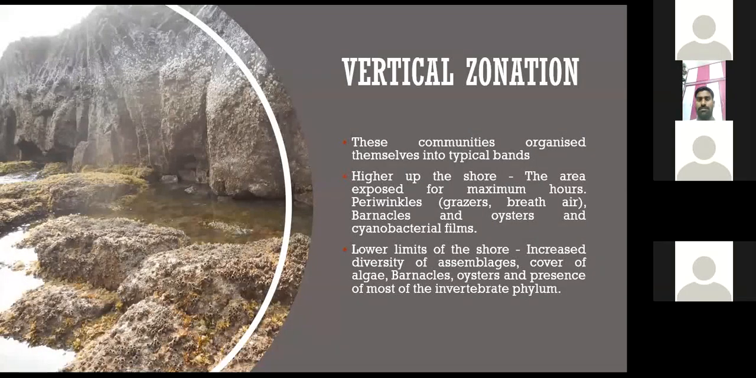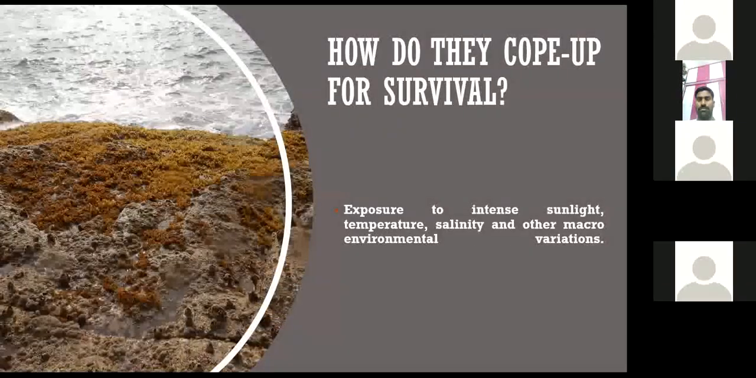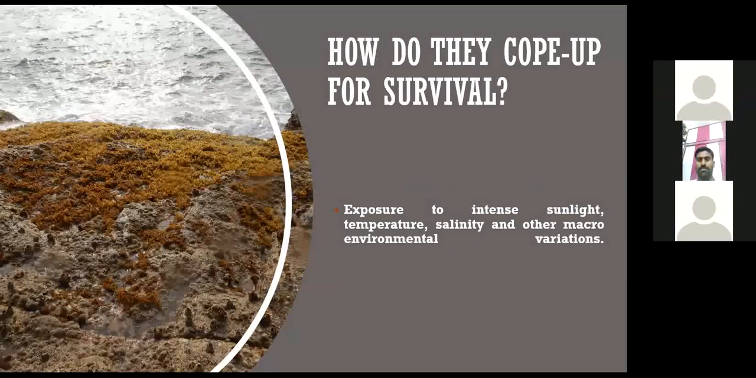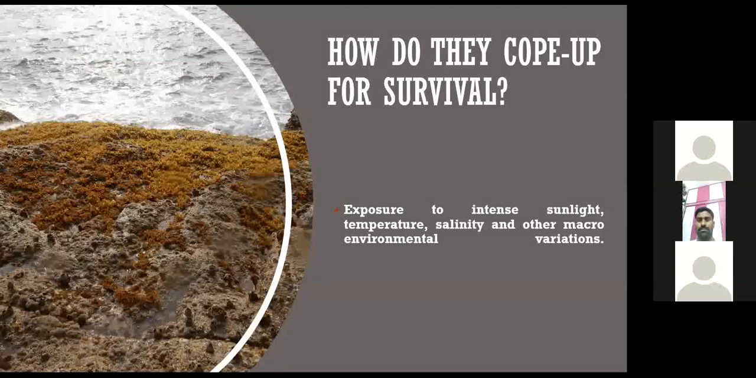So, what are the critical conditions I'm talking about, and how do they cope with them to survive? When the tide is exposed, there is intense sunlight, which causes a temperature increase, salinity and other microenvironmental variations. So how do they cope? Let's see some interesting examples here.